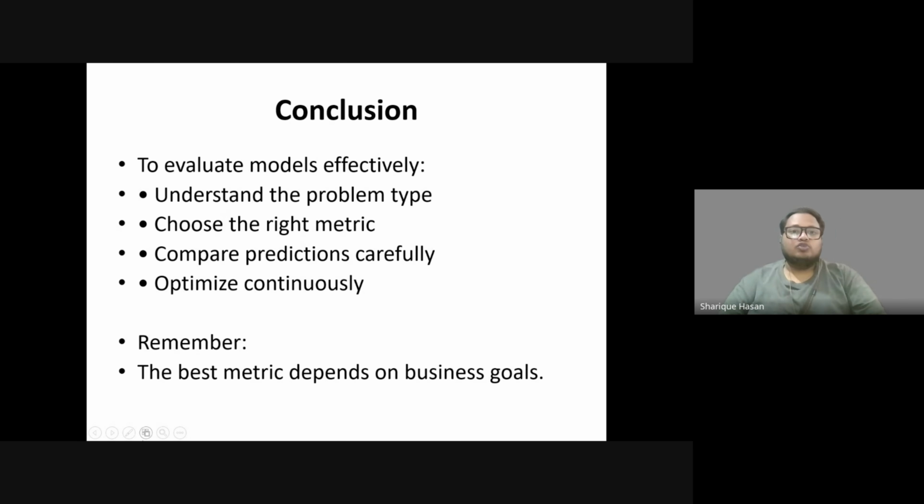Now, in the conclusion, to evaluate a model efficiently: understand the problem type, choose the right metrics, compare the predictions carefully, and optimize continuously. You have to optimize your model continuously according to the market and the new models coming up. Remember, the best metric depends on the business goal. First gather the requirements your business has, then decide what good metrics will be to evaluate your analysis.